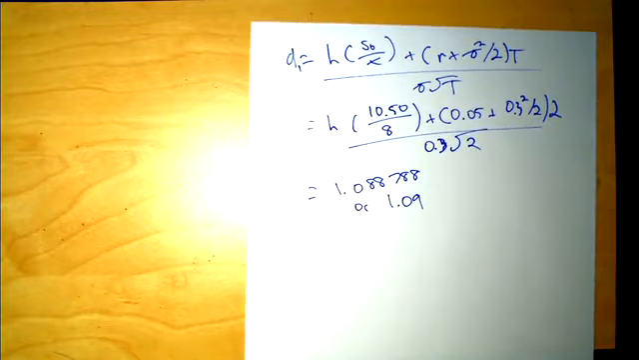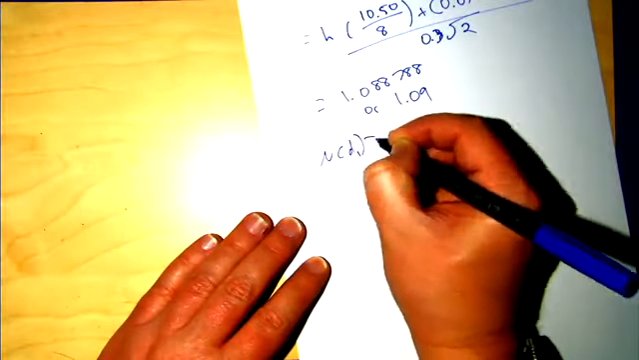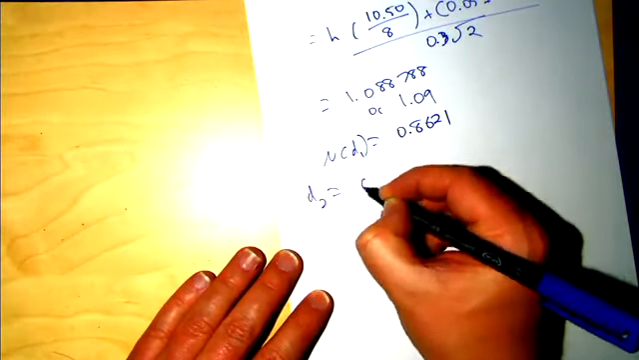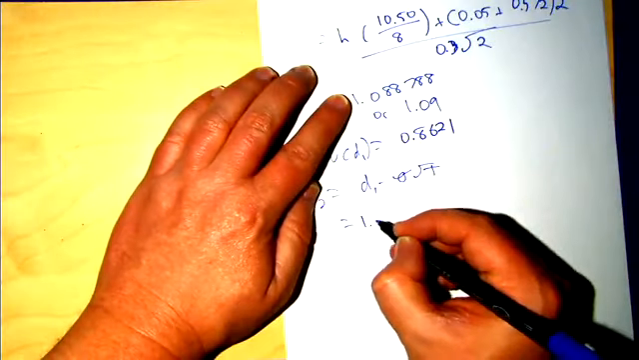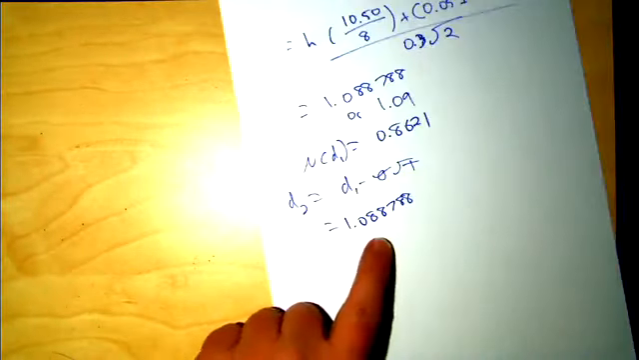So I go to my table, and 1.09 is 0.8621. That's going to be the value I use when answering this question. So N(D1) is equal to 0.8621, just from looking it up in the probability distribution tables. D2 is equal to D1 minus sigma root T. So what is D1? Well, this time use all the decimal points. You only round D1 and D2, don't round in this bit.